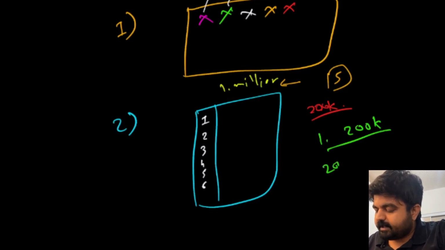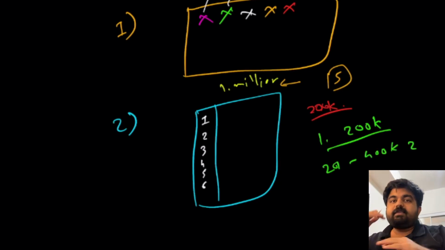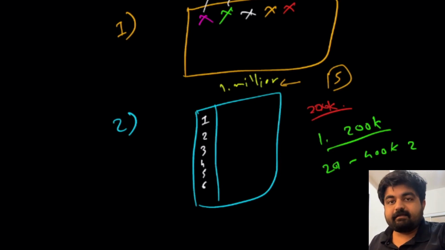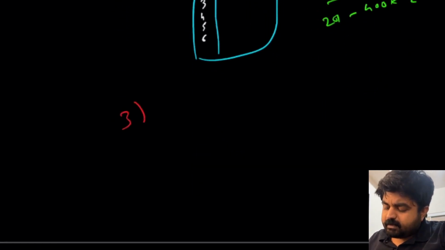Then maybe 200k to 400k we are going to put in the second bucket. So we can distribute the data based on any particular column values or row values. That is another way to create a shard. There is one more way.